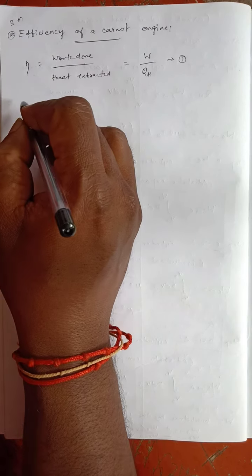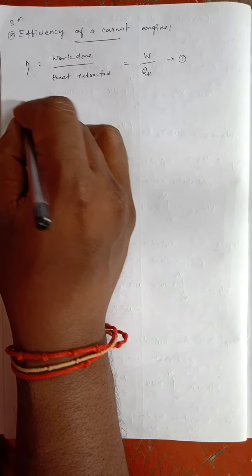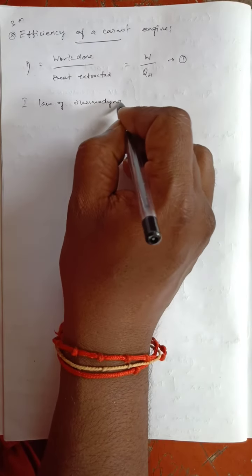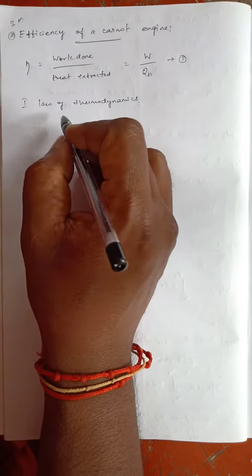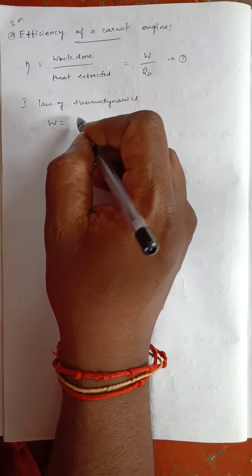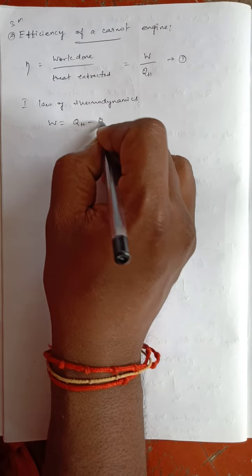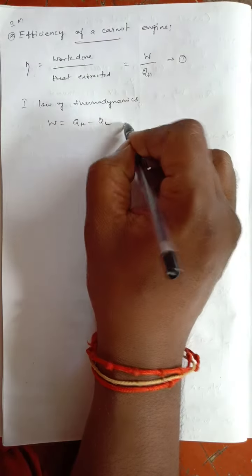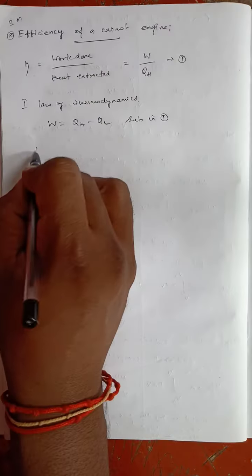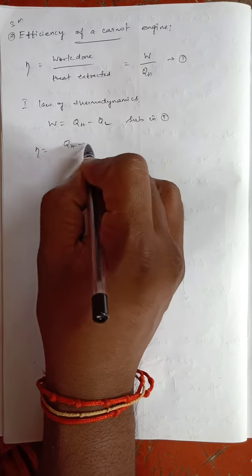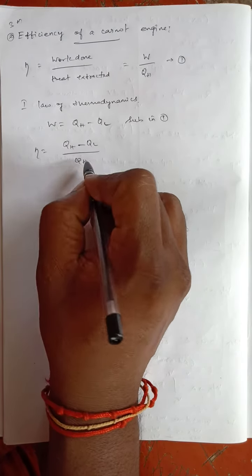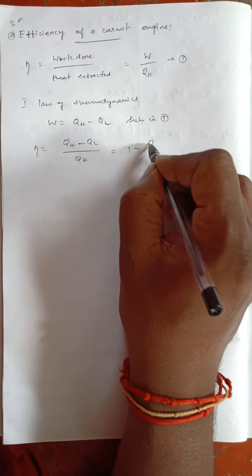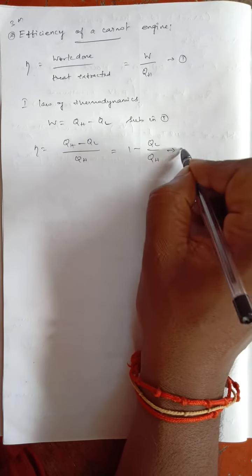Okay. From the first law of thermodynamics, what is the meaning here? The work done is equal to the change in the amount of heat energies, that is QH minus QL. So we are applying the W formula in the first equation. Substituting, eta is equal to QH minus QL by QH. After simplification, this becomes 1 minus QL by QH. Put this as equation number 2.